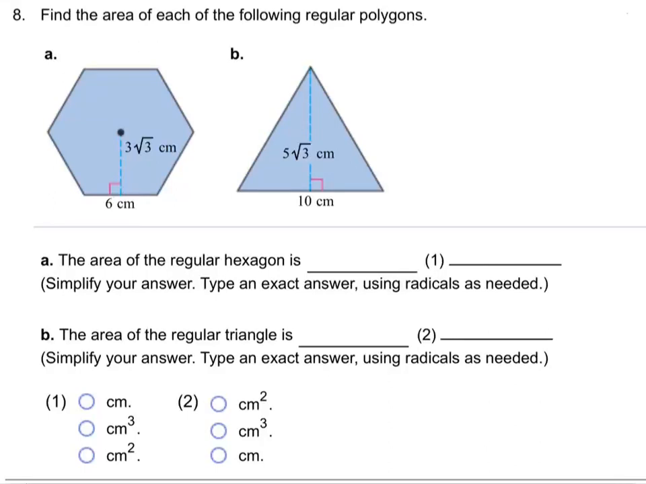Okay, so here we are on question number 8. We are in section 13.2. Very long section here. They want us to find the area of this hexagon. How are we going to find this hexagon's area? Well, basically, we're going to break it into triangles.